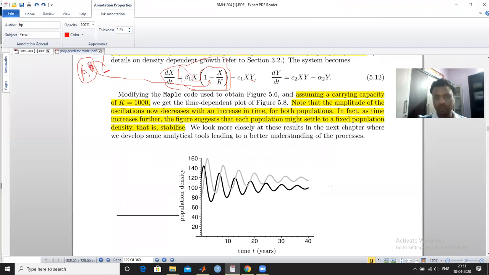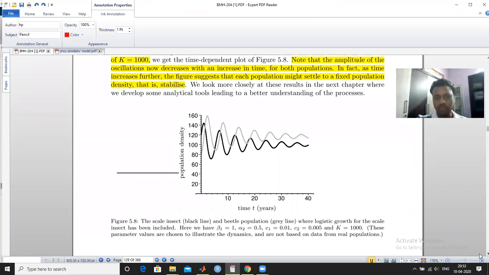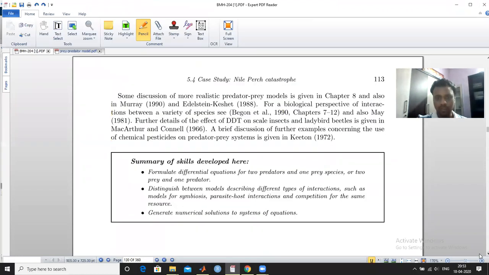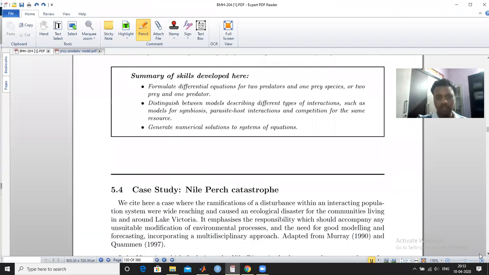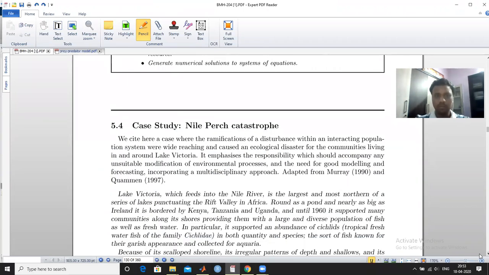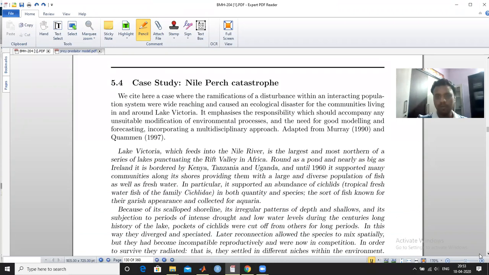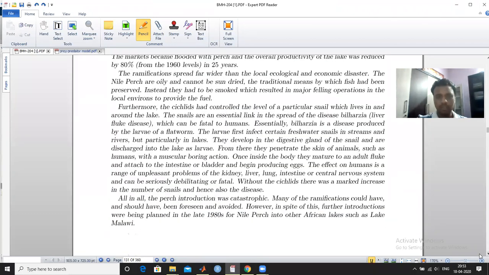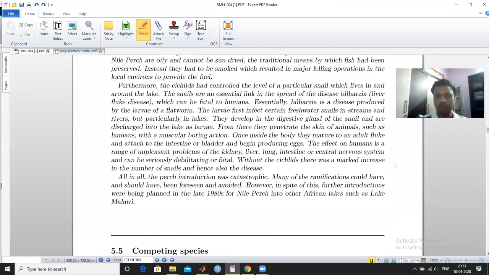So this is known as the model when we are using the density dependent condition. There is some discussion you can go through, and there is a case study. You can go through this study, and in the next class we will discuss the next model. Thank you.